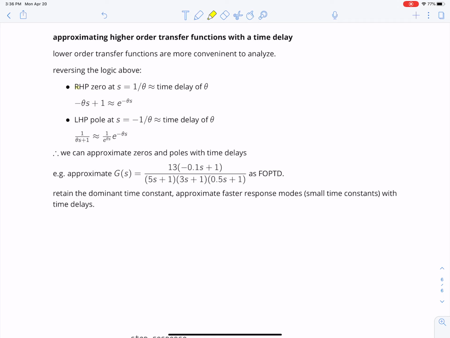So a 0 at s equals minus 1 over theta is approximately a time delay of theta, right? And a left half plane pole at s equals minus 1 over theta is approximately a time delay of theta, right? And that comes from these two Taylor expansions, basically, right? So anytime you see these terms, you can approximate the zeros and poles respectively as time delays.